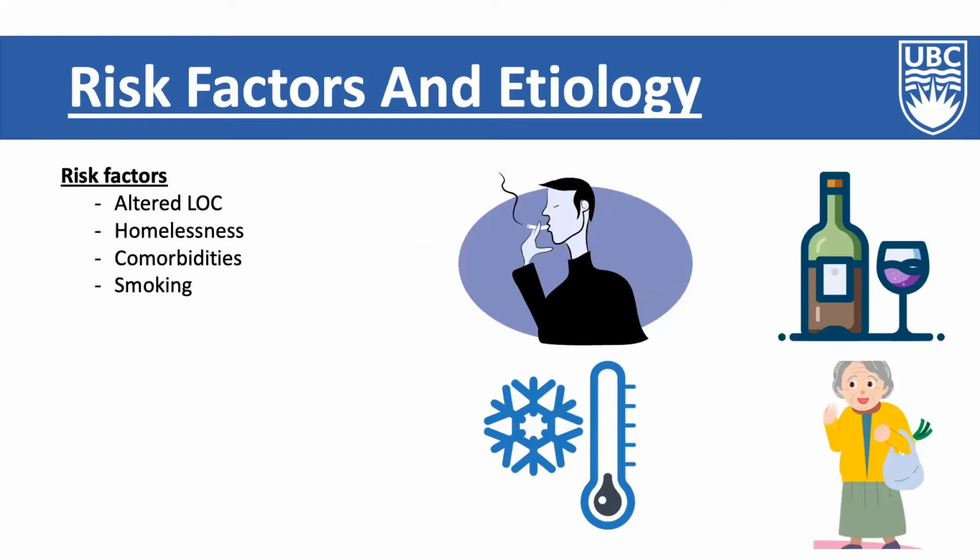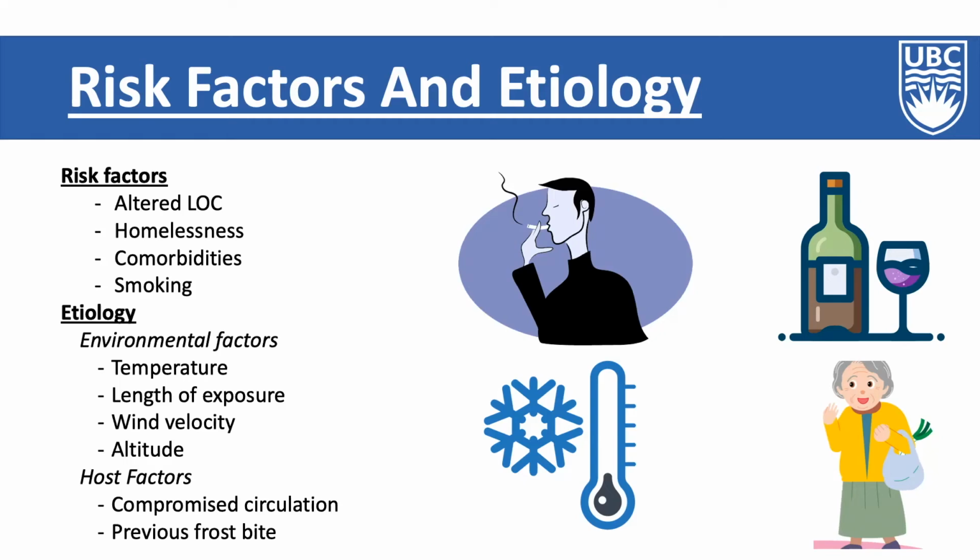So, in regards to risk factors, some of them include altered level of consciousness, homelessness, comorbidities such as atherosclerosis, diabetes, wound infections, etc., smoking, and outdoor sports or occupation. In regards to etiologies, these can be divided into 1, environmental factors, or 2, host factors. In regards to environmental factors, these include temperature, length of exposure, wind velocity, altitude, especially since there is less tissue oxygenation at greater altitude, and also wetness of clothing.